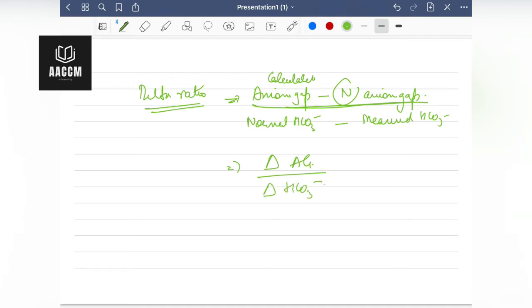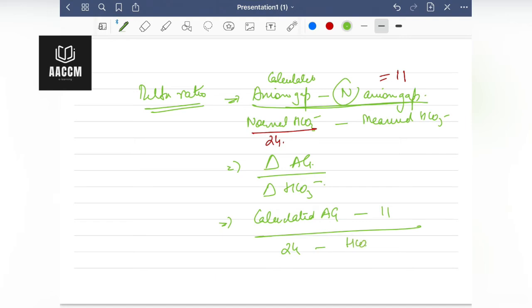Again, the normal anion gap is taken as 11. The normal bicarbonate is taken as 24. So, the other formula is the calculated anion gap minus 11 divided by 24 minus bicarbonate. So that stands for the delta ratio.